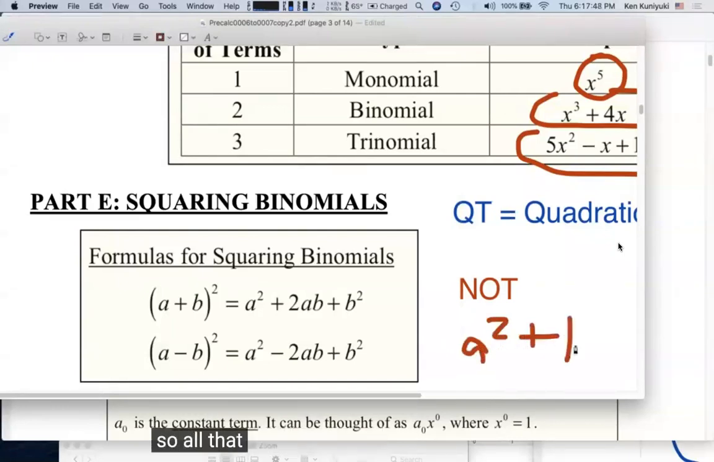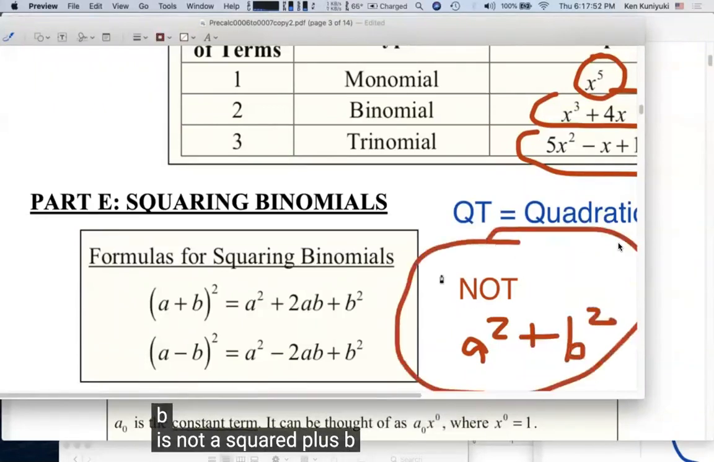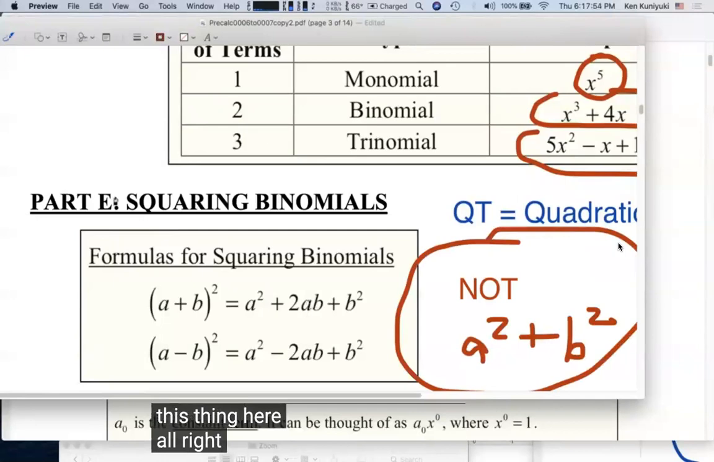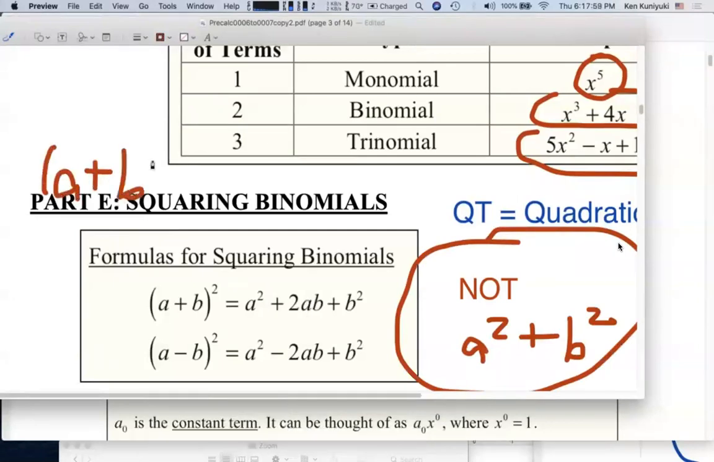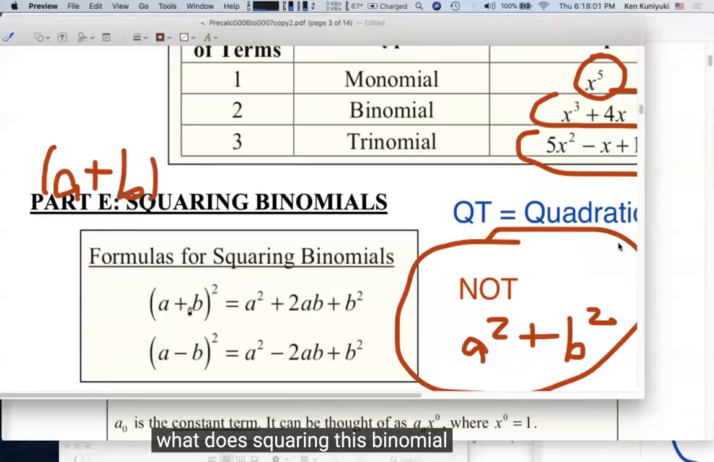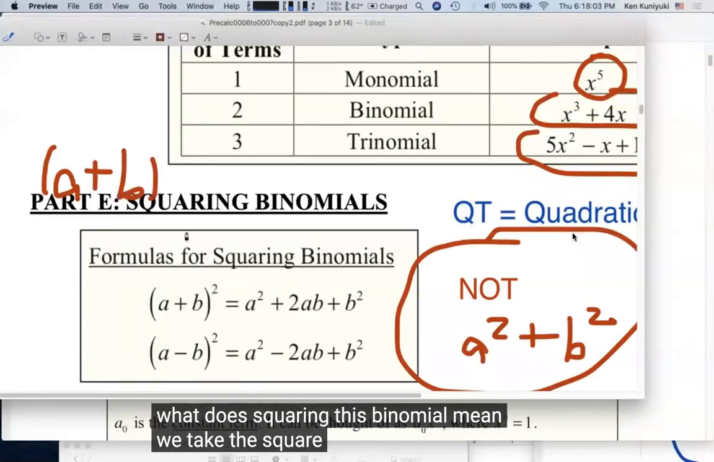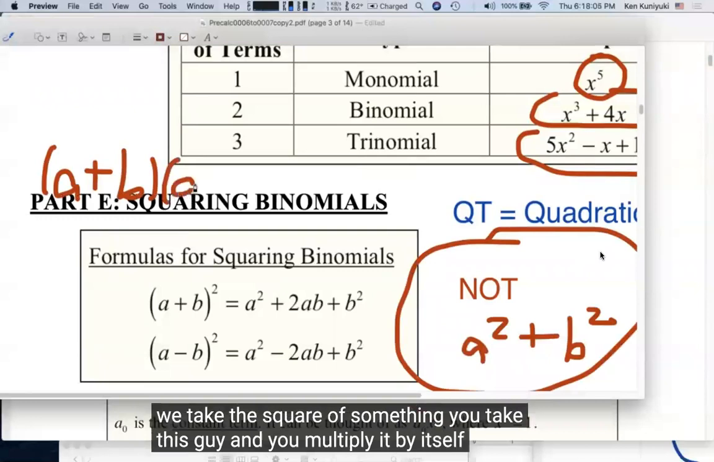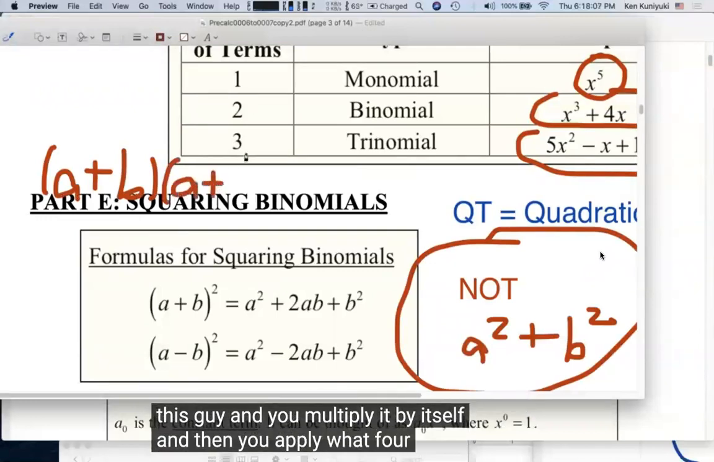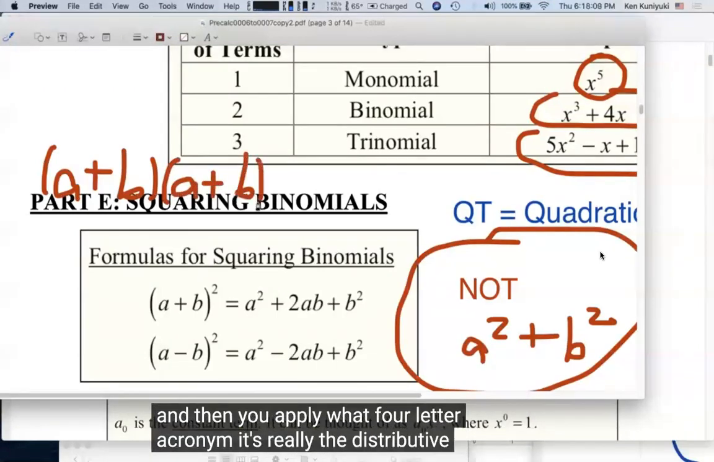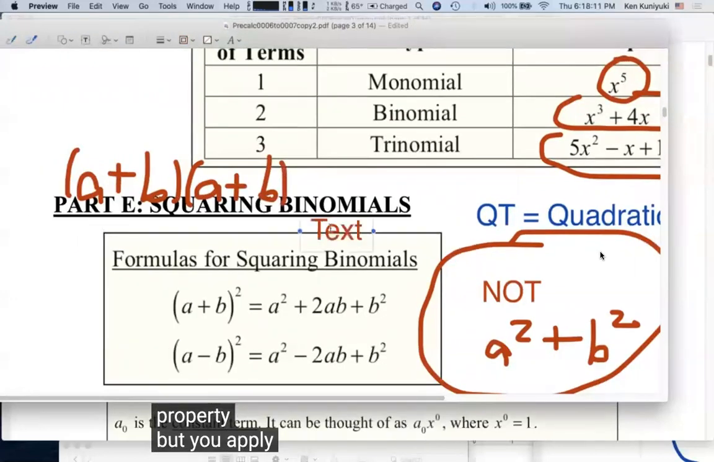So all that effort. The square of a plus b is not a squared plus b squared. It's this thing here, all right? So if you take a plus b, what does squaring this binomial mean? Well, you take the square of something, you take this guy, and you multiply by itself. And then you apply what four-letter acronym? It's really the distributive property, but you apply the FOIL method.